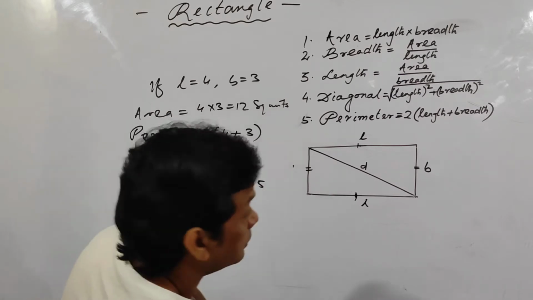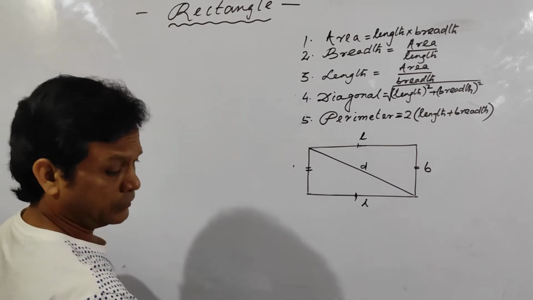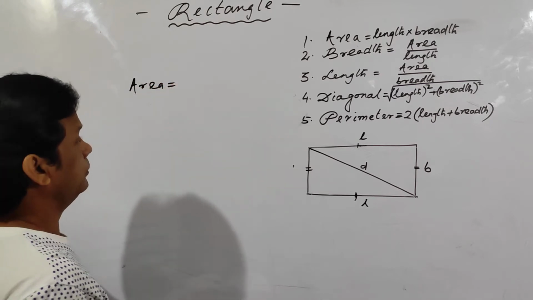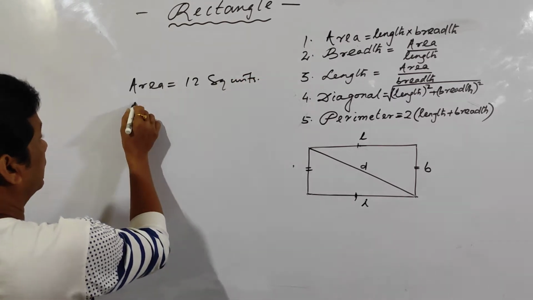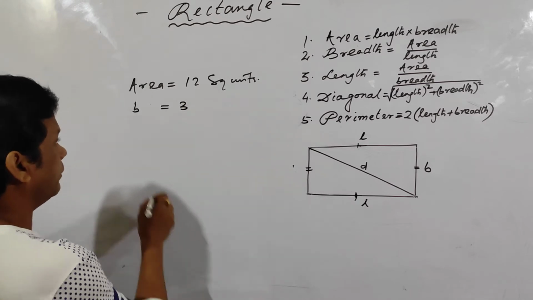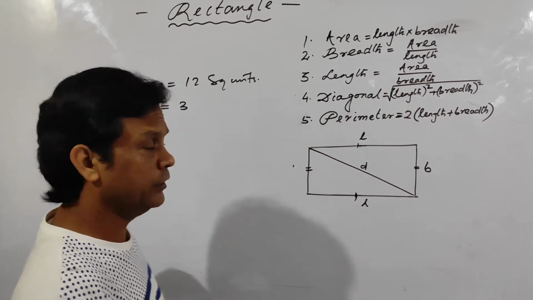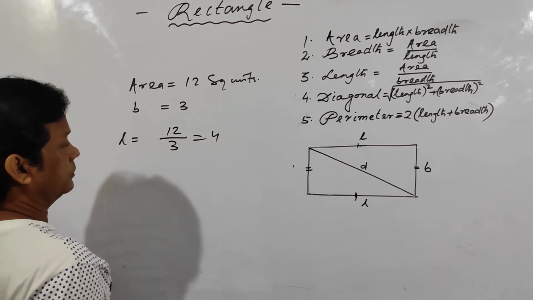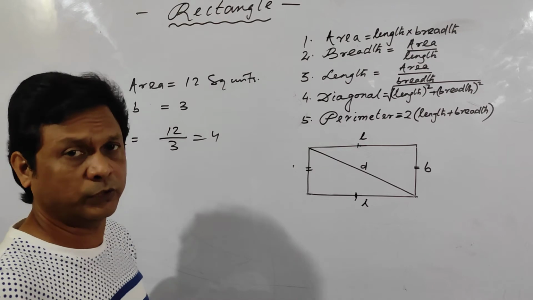Now, if the second and third forms, for example, if area is given, say area is equal to 12 square units, and breadth is equal to 3, so how to find out length? Length is equal to area by breadth. So area is 12, breadth is 3, so length is equal to 4. Okay, so if length is given, then you can find out breadth in the same way.